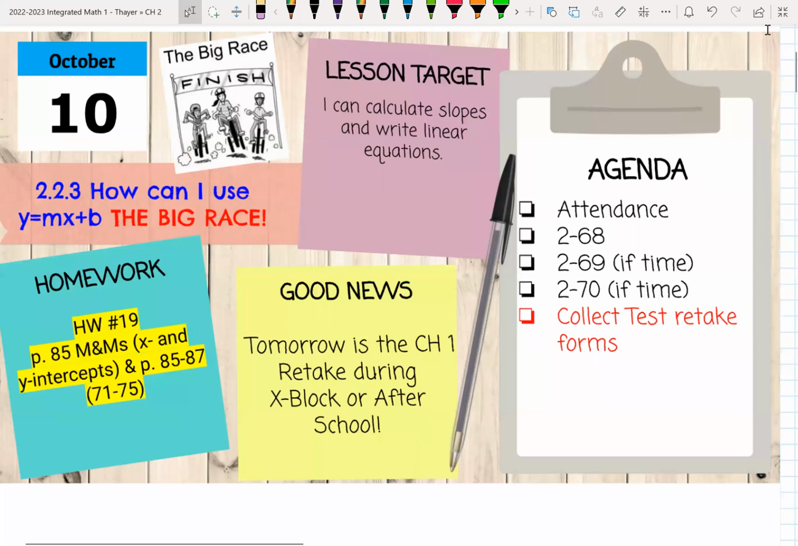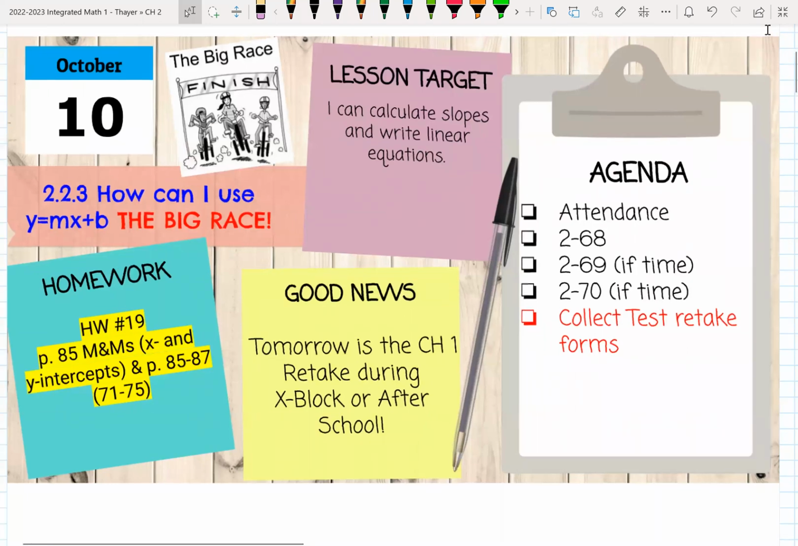Today's October 10th, and today's the big race. So you've done the previous heats and figured out who won those mini tricycle races. Today's the finals. So you're all going to be racing together, but also working together to solve a puzzle to come up with equations for each racer and graph them.